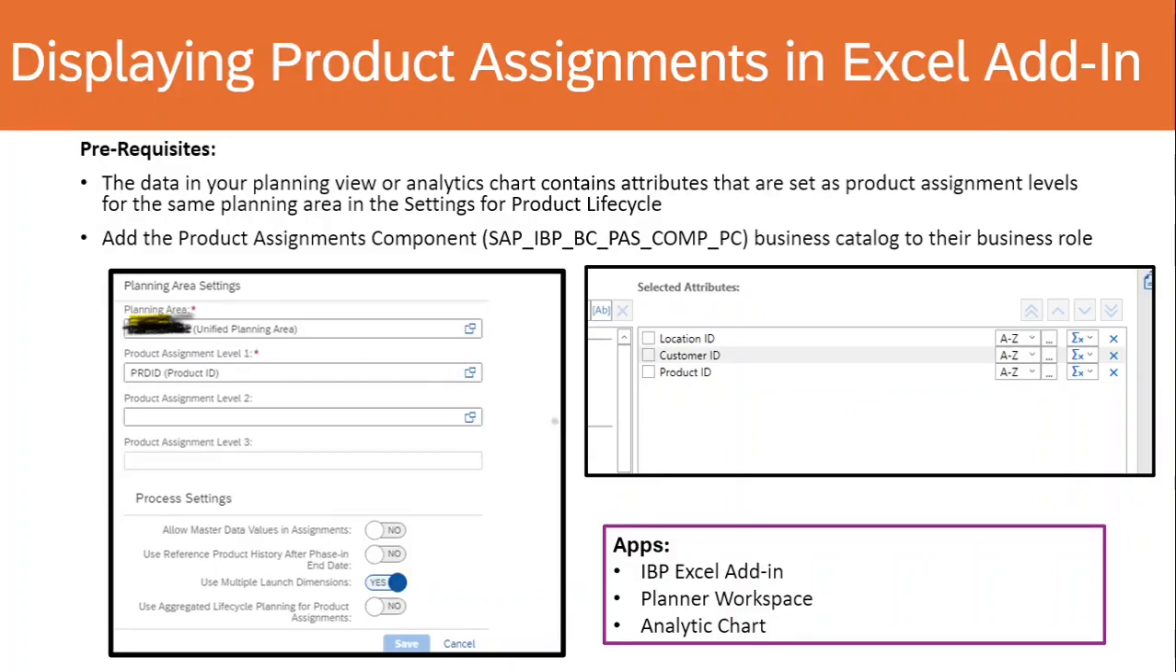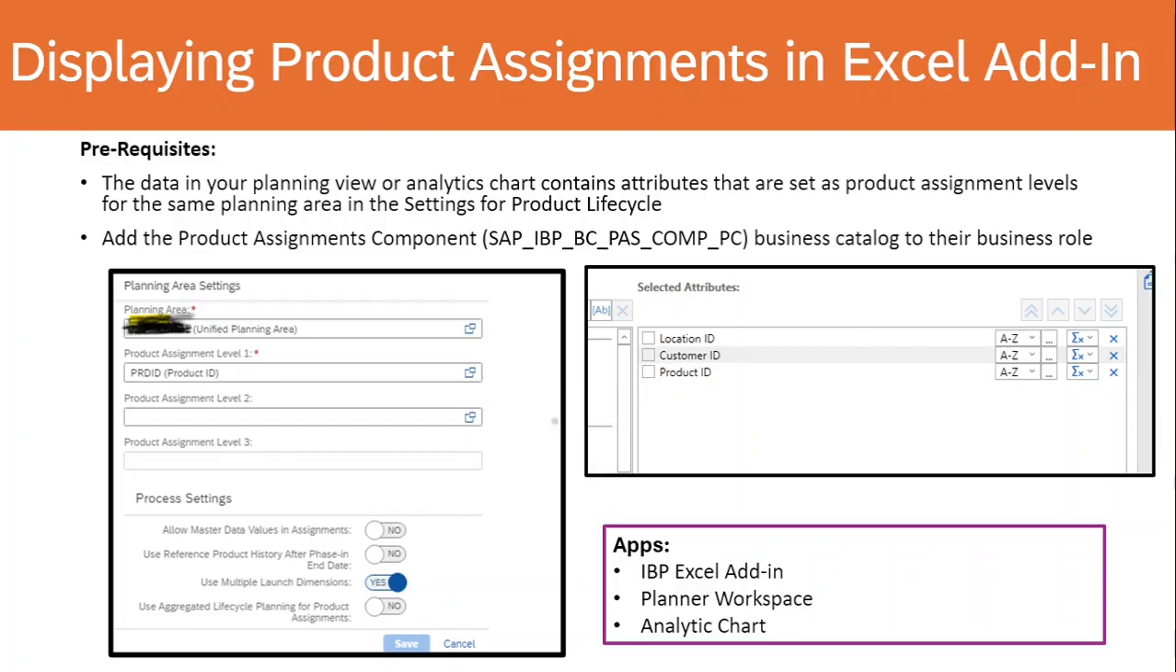Good morning all. In this video, we will talk about the new feature introduced in the 24.11 version related to product lifecycle management. With this feature, we can see the active product assignments for the attribute combinations in the Excel planning view, the planners workspace planning view, or in analytics charts.